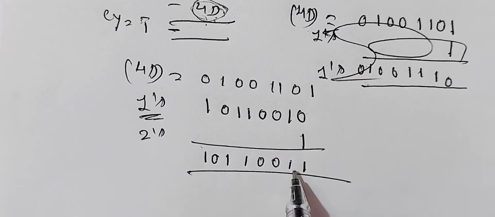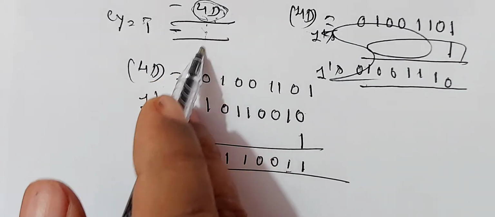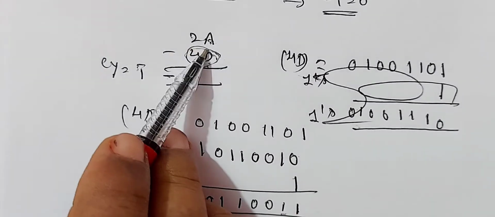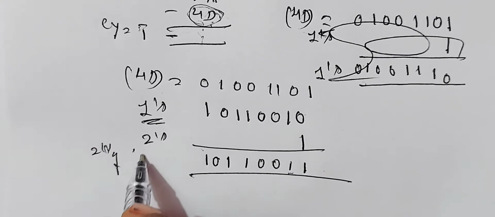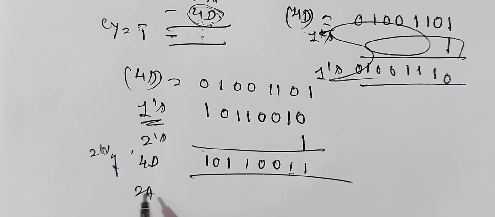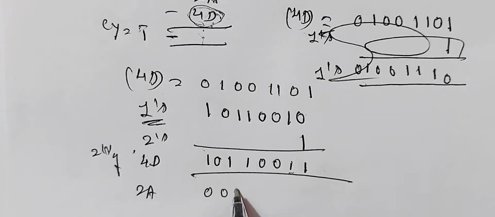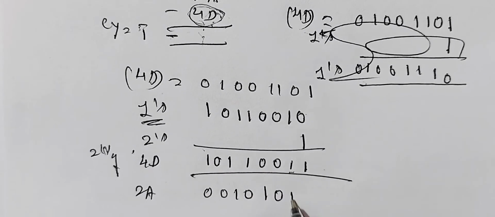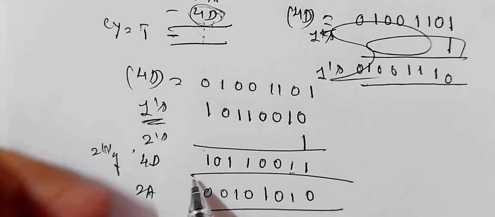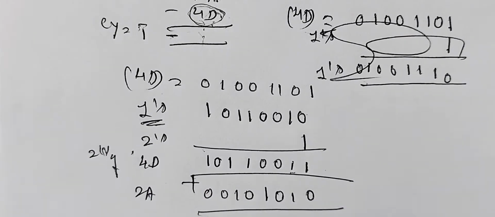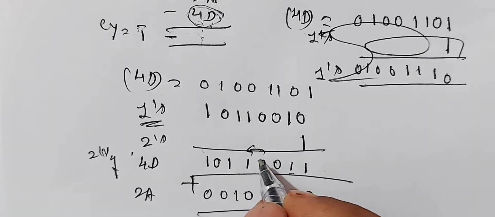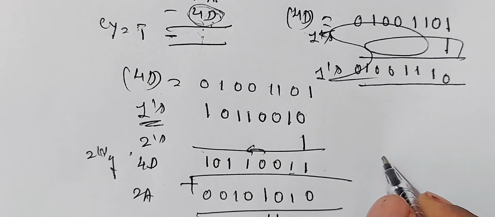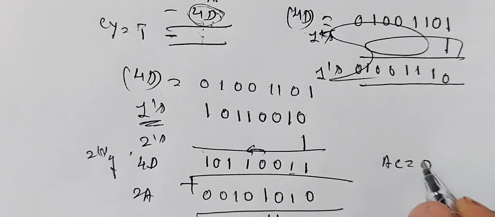Now add this 2's complement of the 4D with the number 2A. What is 2A? This is the 2's complement of 4D, and 2A means 0, 0, 1, 0, and A means 10. Add these two. 1 plus 1 is 0, carry 1. 1, 0 plus 1 is 1. There is no carry from here to here. Therefore, this is called auxiliary carry, which is equal to 0.